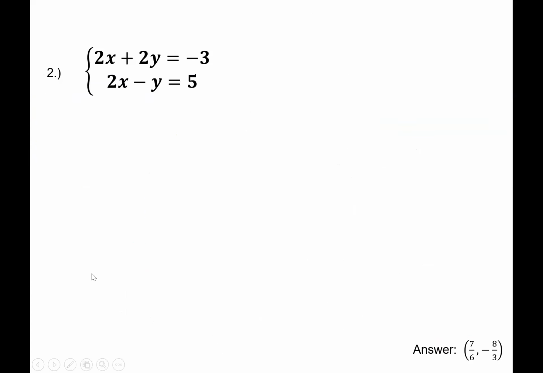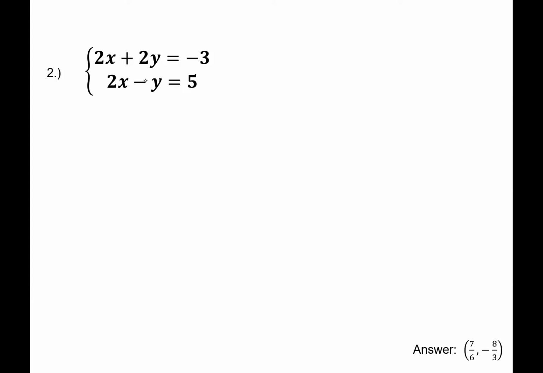Here's example 2. 2x plus 2y equals -3. And then 2x minus y equals 5. So to use substitution here, our first step, remember, was to isolate a variable, to get a variable by itself. Now that's not done for us yet in this problem. So we really need to think about this.